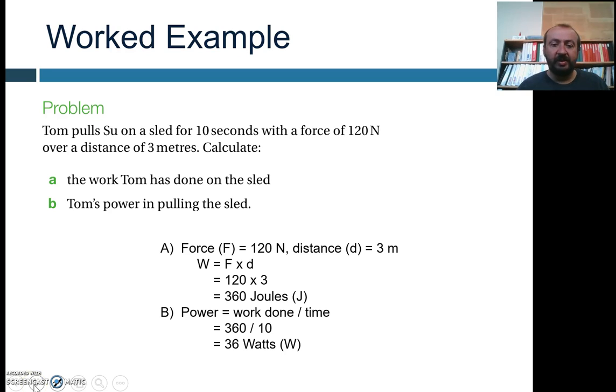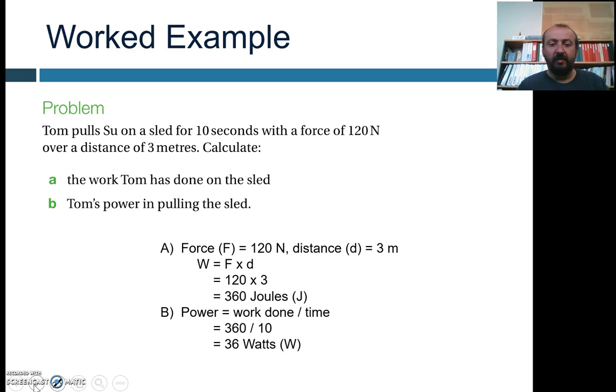And we've got a worked example here. So we've got Tom pulls Sue on a sled for 10 seconds with a force of 120 newtons. Remember, force is measured in newtons. It's over a distance of 3 meters. So if someone's just pulling a sled, it takes them 10 seconds to pull this sled 3 meters with a force of 120 newtons. And we want to calculate the work Tom has done on the sled. So he's doing it on the sled because Tom is the one pulling, and the sled is the thing that's being acted on. And the second bit, Tom's power in pulling the sled.